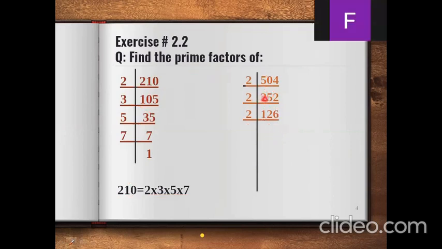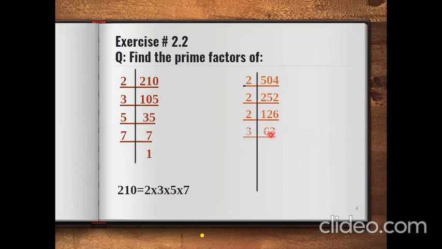So when you divide this 252 by 2, you will get 126. Okay. Then when you are going to divide this 126 by 2, you will get 63. Then 63 will be divided by 3, so it will become 21. Then this 21 will be divided by 3, it will become 7, and 7 will be divided by 7, so your answer will be 1.